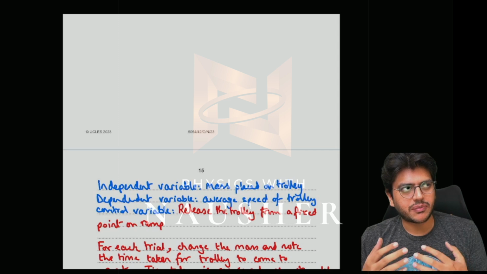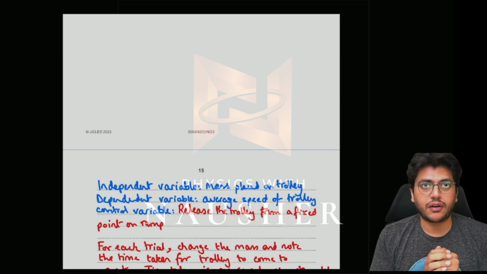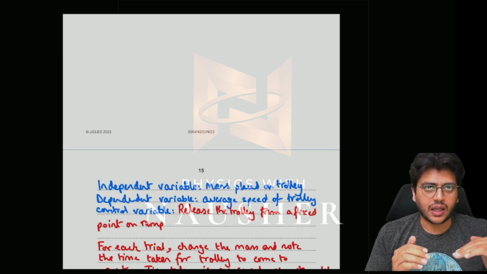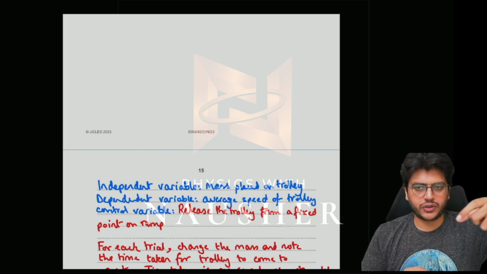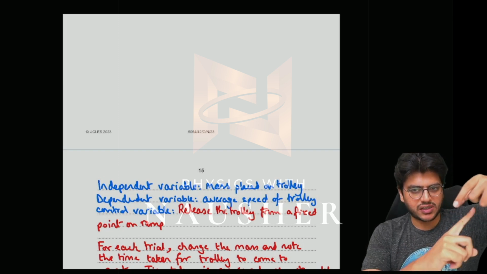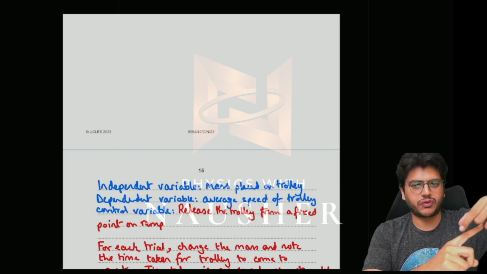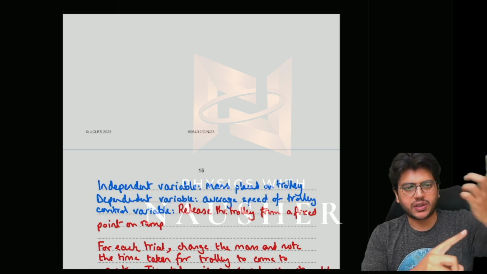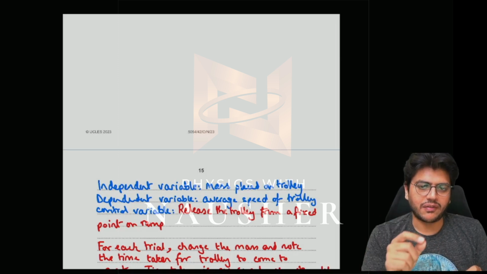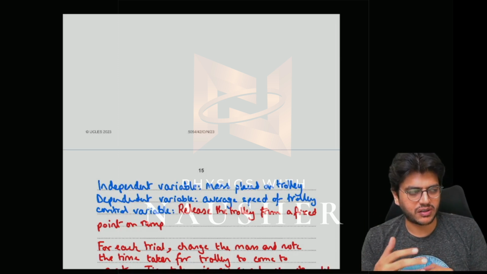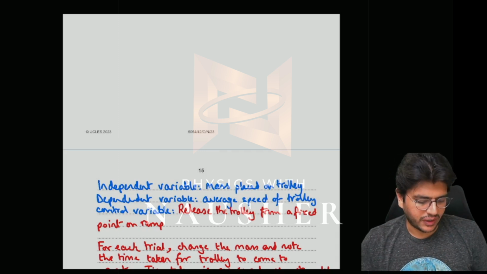Control variable is something which you should keep constant, otherwise the stopping distance could change, and for us that could possibly be the height of the ramp, or the point from where your trolley starts. Let's say this is the ramp, your trolley should be at the same point every single time you do the experiment, because if you change the position, then the stopping distance would change without you changing the mass, and we don't want that, because we want to change the mass and then notice the difference in the stopping distance. So control variable is very important to identify.